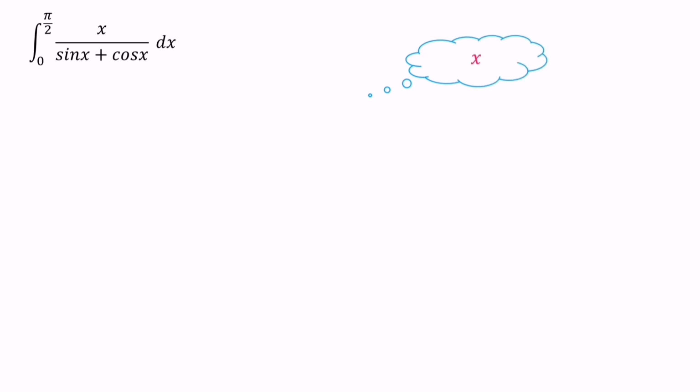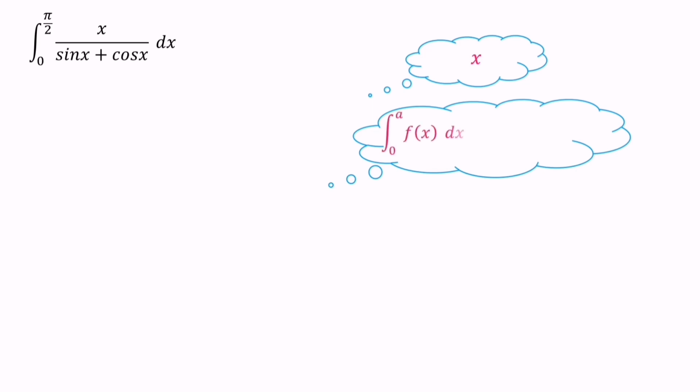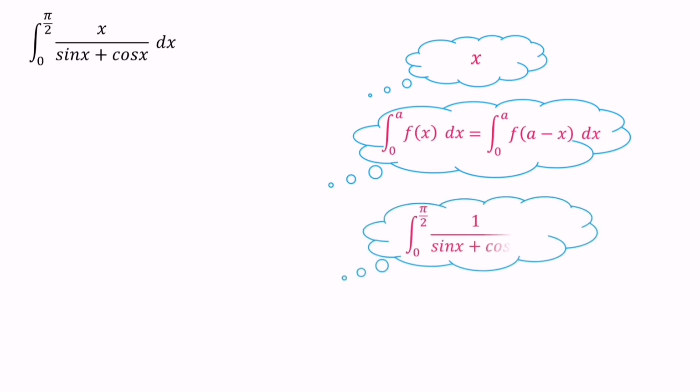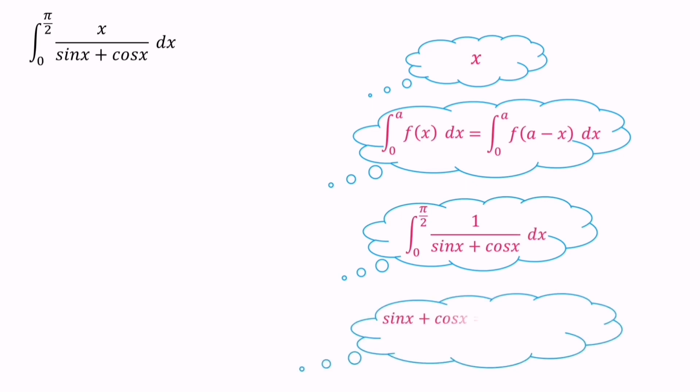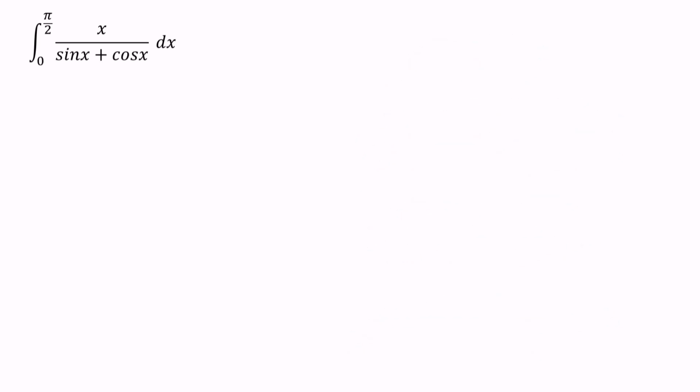Before we start anything, let's think about how we can solve this question. In this question, the most awkward part is the numerator value x. Using the definite integral equation, integral 0 to a f(x) equals integral 0 to a f(a minus x), we can remove the numerator value x. After that, to simplify integral 1 over sin x plus cos x, we can use the theory of the general solution in trigonometry. Clear? Let's jump into the question.